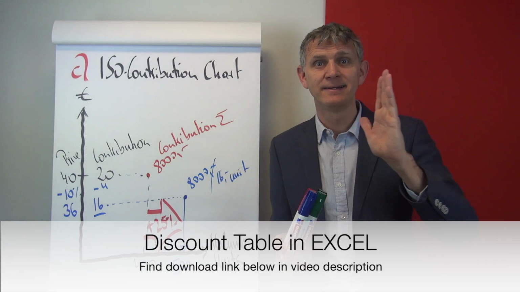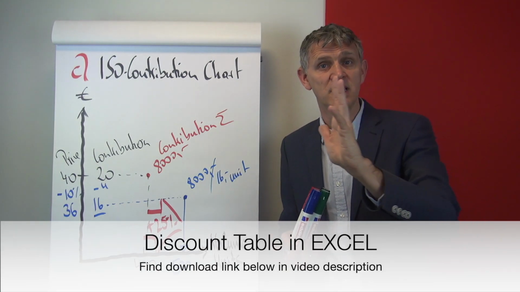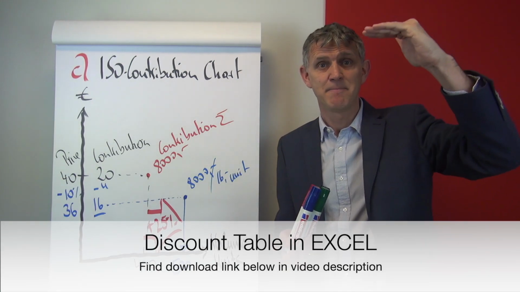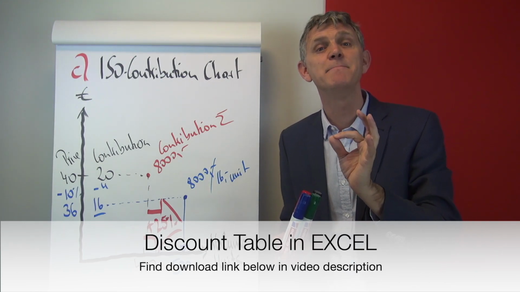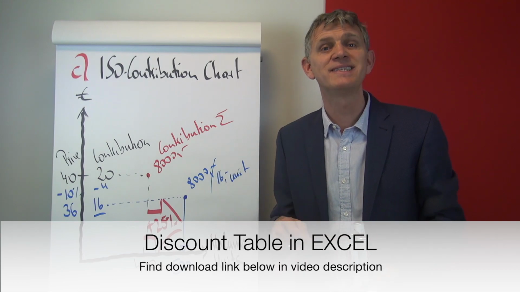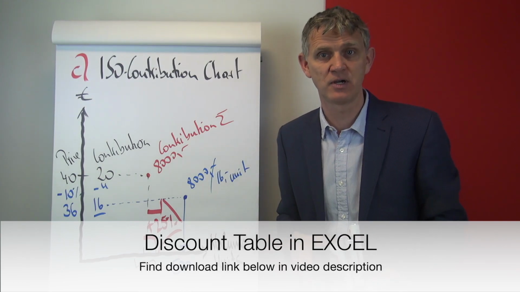So depending on the category of the product, the contribution category, and depending on the discount you give, this table will immediately tell you what is the additional volume you need to compensate.